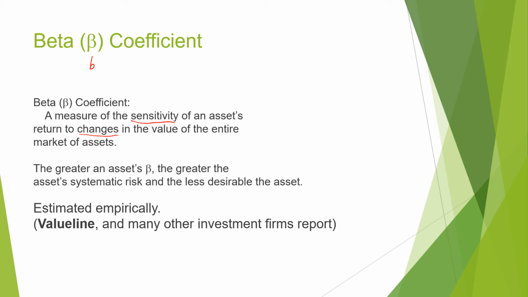Now, we are not going to calculate beta coefficient for each individual company's stock. Instead, it is estimated empirically by professionals. Value Line reports periodically all betas of 500 big companies of the United States.